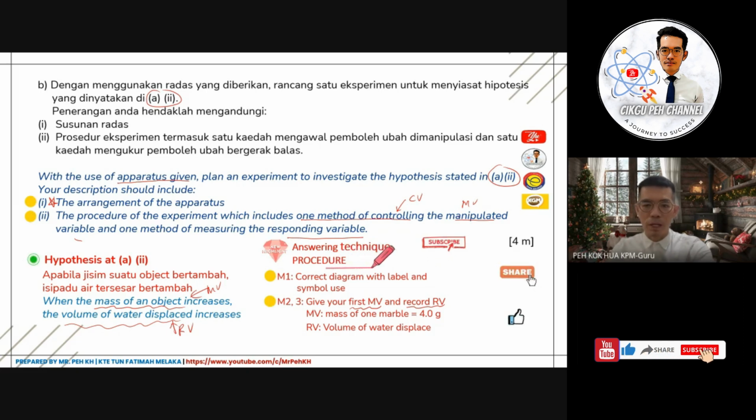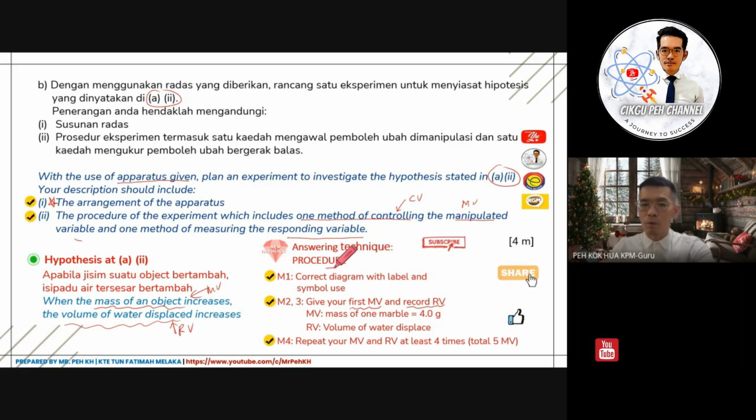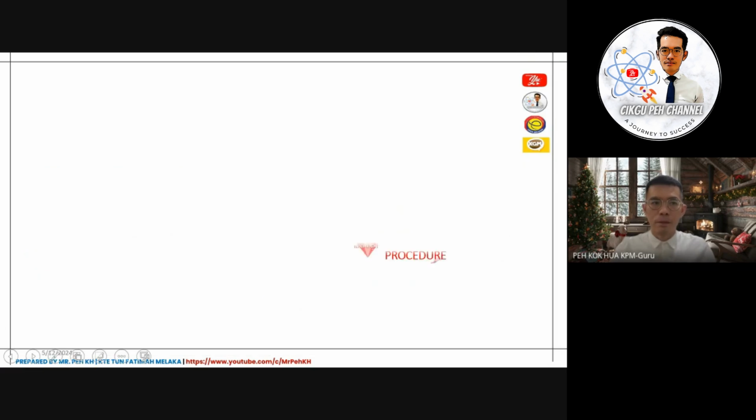Then the fourth mark: you have to repeat your steps 2 and 3 with another 4 MV and RV, so that you can get a minimum of 5 MV and RV for plotting the graph. Okay, so let us go through the procedure together. This will be the way how we write the answer.